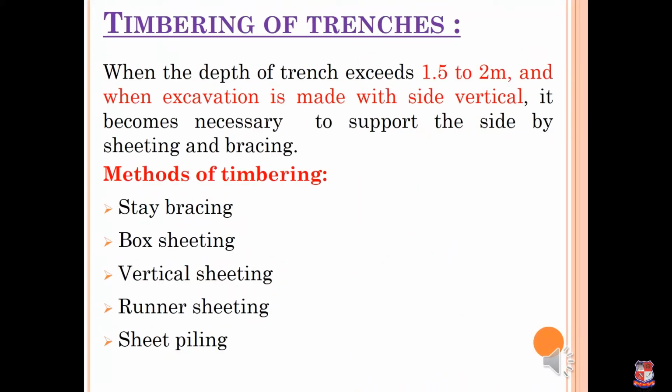So that is a part of excavation only. When the depth of the excavation trench exceeds 1.5 to 2 meter, and excavation is made with the side vertical, it becomes necessary to support the side just to avoid the collapse of your side by the sheeting and bracing. So there are various methods of timbering which supports your sides: stray bracing, box sheeting, vertical sheeting, runner sheeting, and sheet piling, that you have already learned in second year subject of building construction.